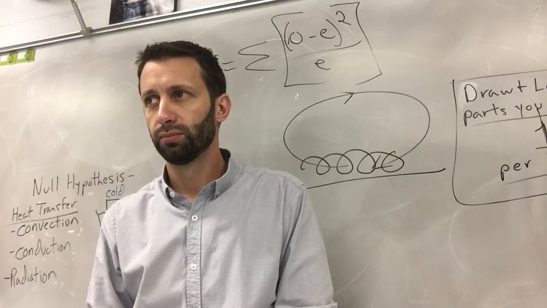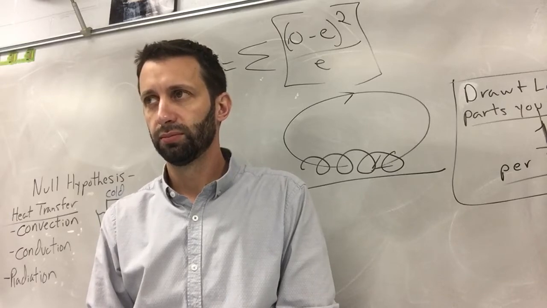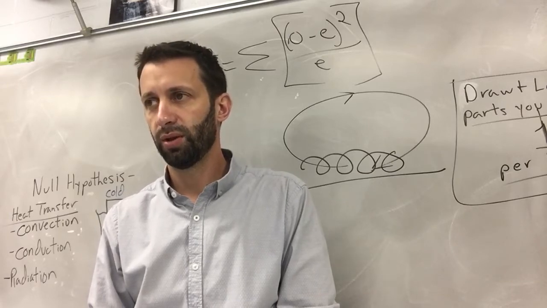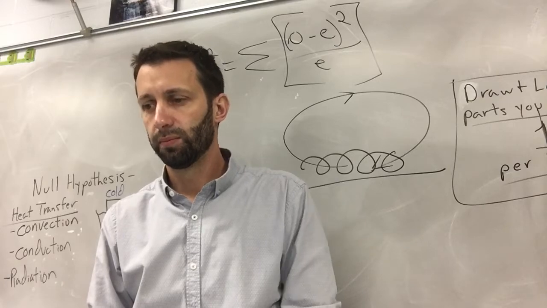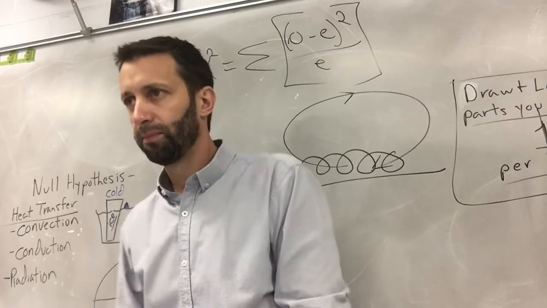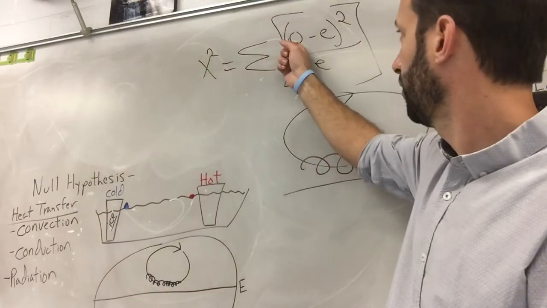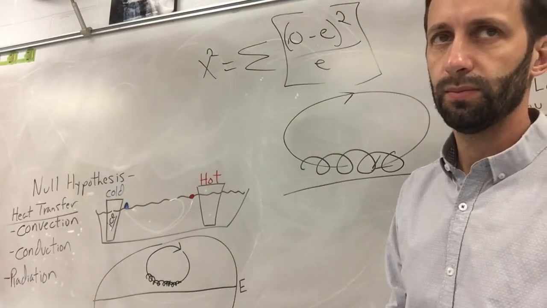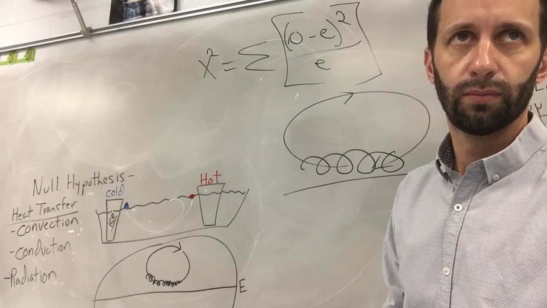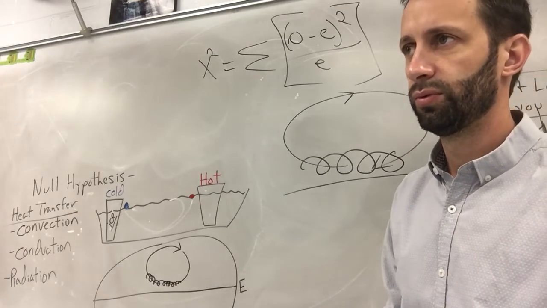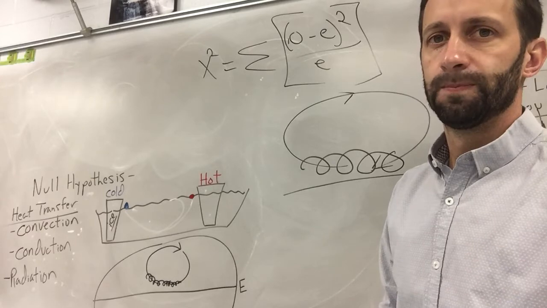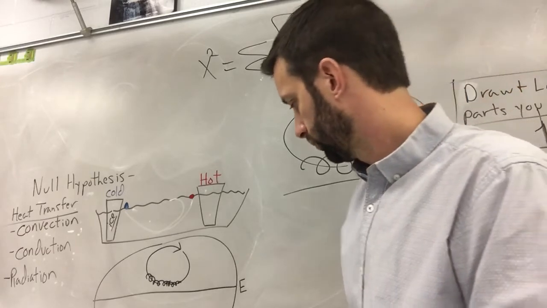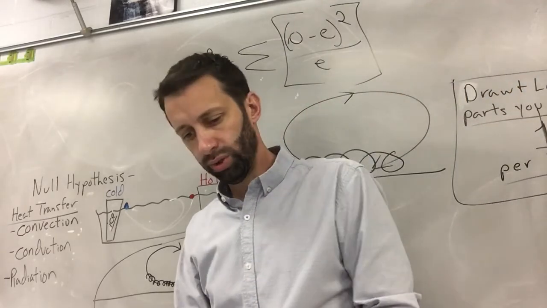From your chart. Did you add them up? Nathan's looking at me like I'm crazy. Wait, we add up all the ones in the last column? Yeah, so you're adding up all the O minus E squared over E's in the last column. Is it supposed to be like a decimal form or a fraction form? No, it needs to be in decimal. Just put it in that blank right there. Put it in the blank.